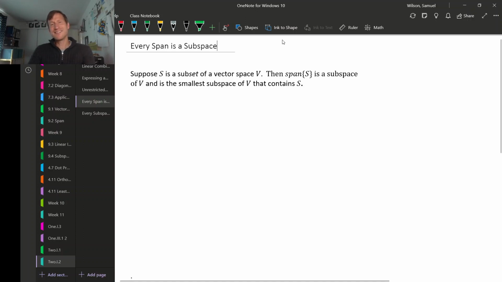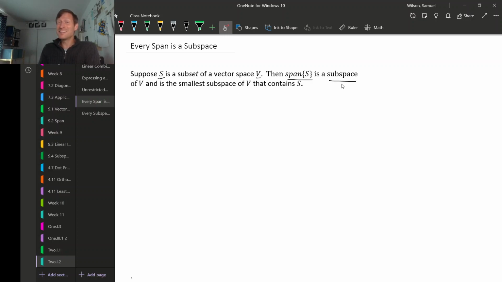I guess it's nice to have span as an easy way to refer to all linear combinations of some set of vectors, but that doesn't really explain why it's important to be able to refer to all linear combinations of a collection of vectors. Why would you want to be able to refer to all possible linear combinations? Well, here's why. It turns out that if we have some set of vectors inside of a vector space, then the span of that set is a subspace of that vector space.